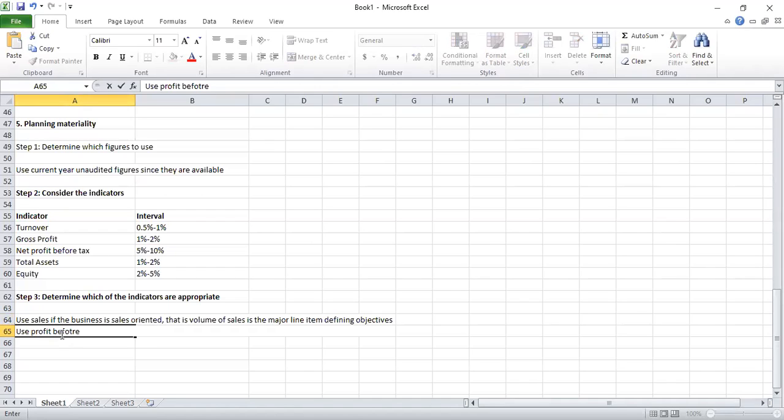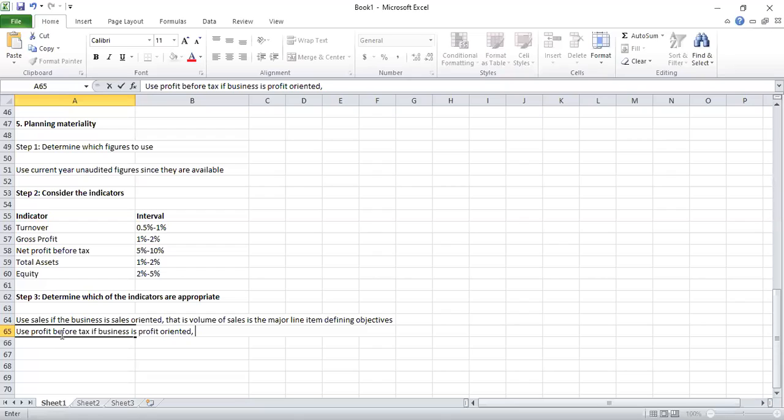Before tax. We normally use before tax because the net profit, we usually take it as being affected by the taxation, but it can also be used sometimes before tax if the business is profit oriented. When we say it's profit oriented, we're saying its objectives are centered around the profit, their targets and everything. When you say they're sales oriented, they're going to be a business that targets to reach a certain quantity of sales.